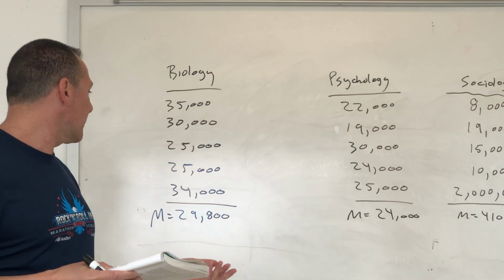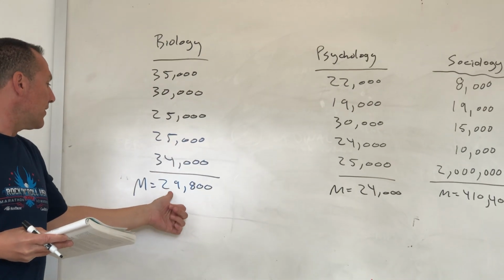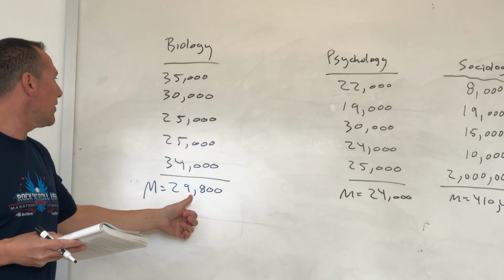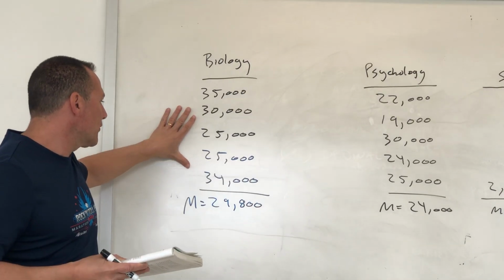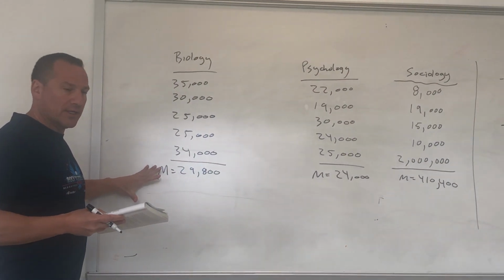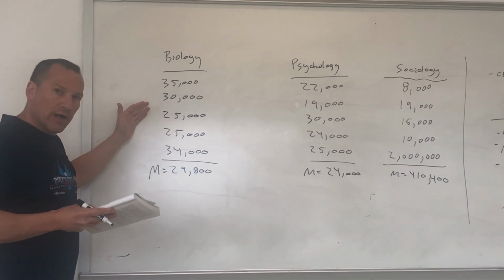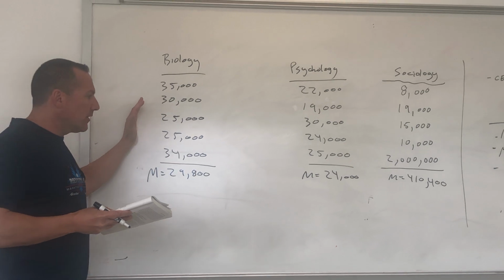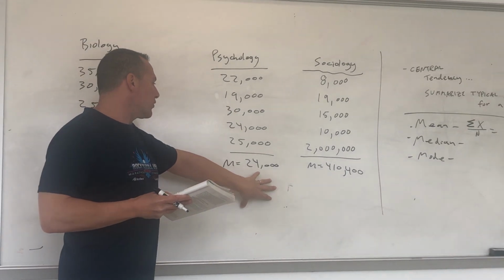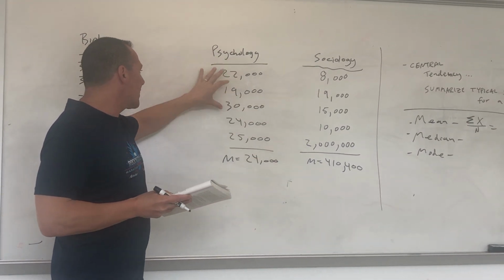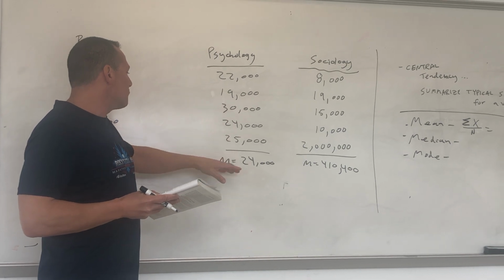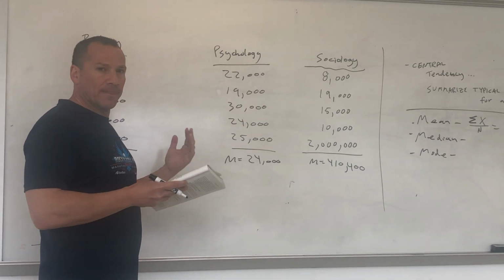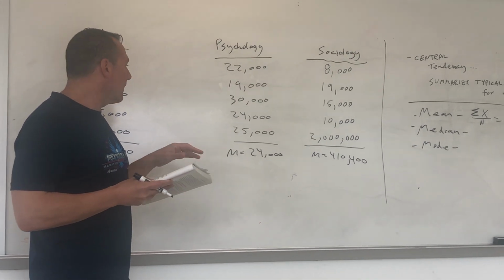Now remember, the point of an index of central tendency is to try to get a sense of what typical scores are like. For biology, the mean is 29,800. If you look at the actual scores, that's kind of in the ballpark. It seems to represent well the typical scores. For psychology, the mean is 24,000. If you look at the actual scores, again, 24,000 is kind of in the ballpark.